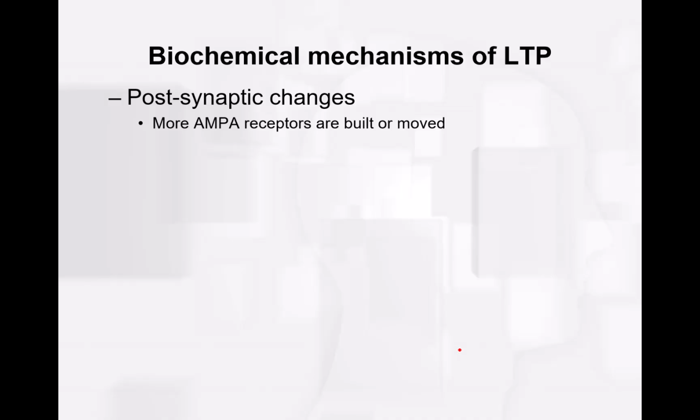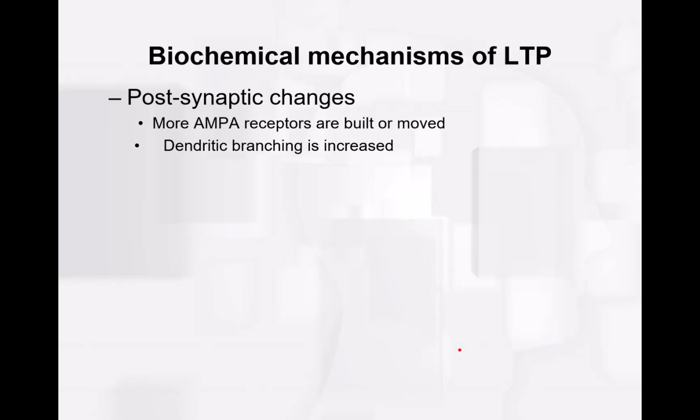So we know that more AMPA receptors are going to be built or moved. So there's going to be more AMPA receptors inserted into that postsynaptic membrane, meaning there's more AMPA receptors to respond to that glutamate that's released. That means more sodium can enter the postsynaptic cell.